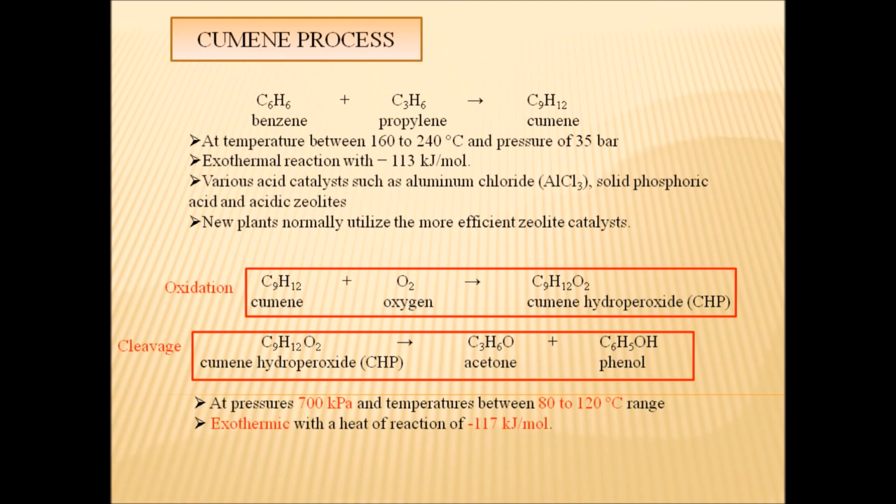The cumene is then oxidized in the liquid phase to cumene hydroperoxide, CHP, which is cleaved in the presence of sulfuric acid to produce phenol and acetone at a pressure of 700 kilopascals and a temperature between 80 to 120 degrees Celsius. This reaction is exothermic with a heat of reaction of negative 117 kilojoules per mole.